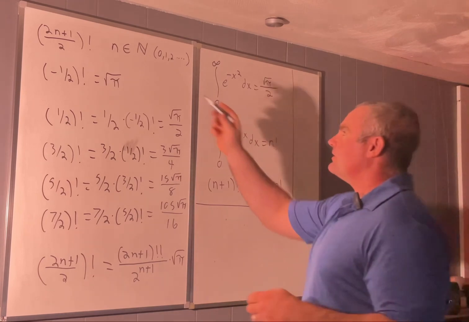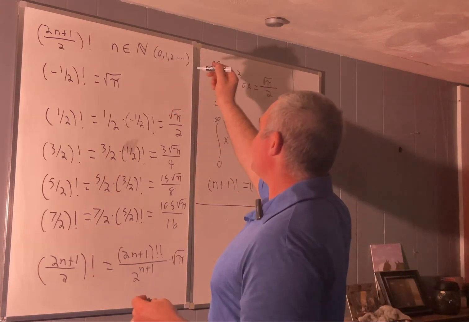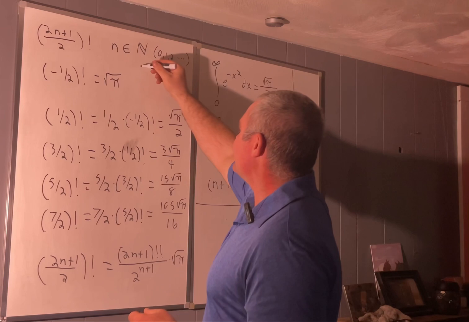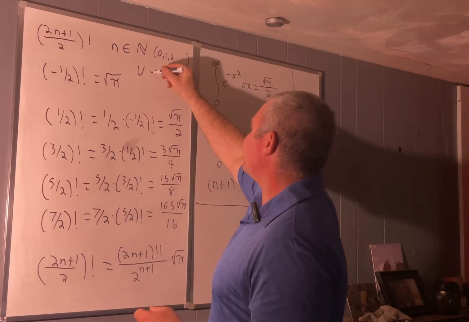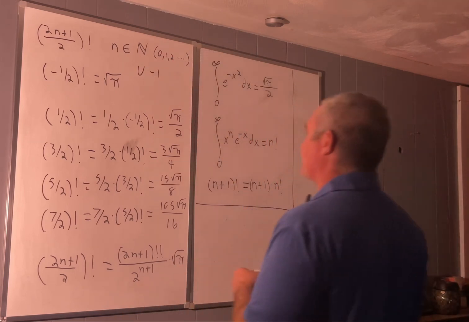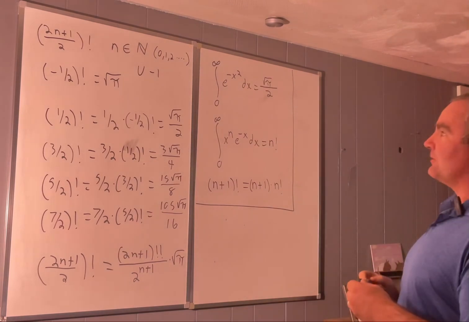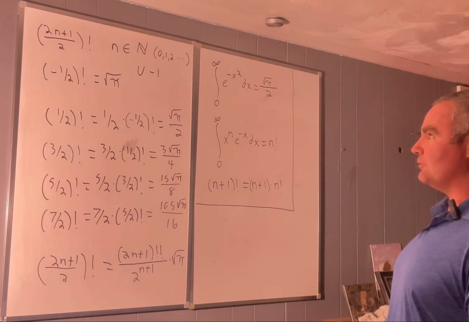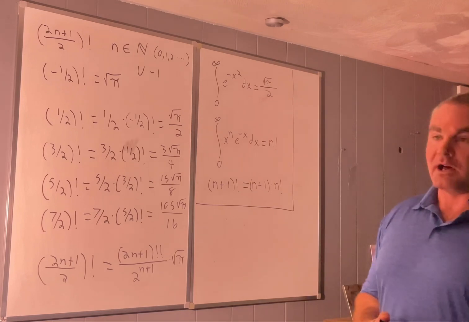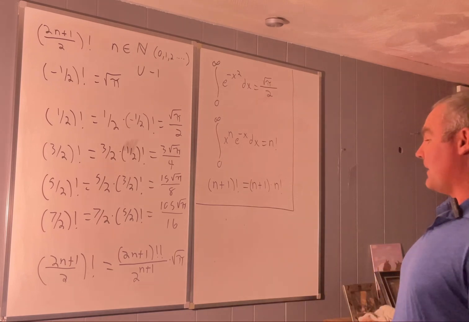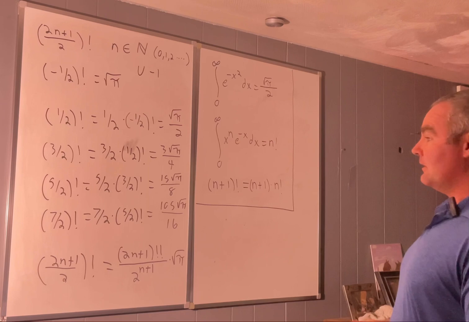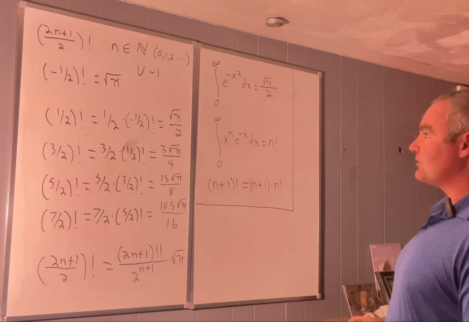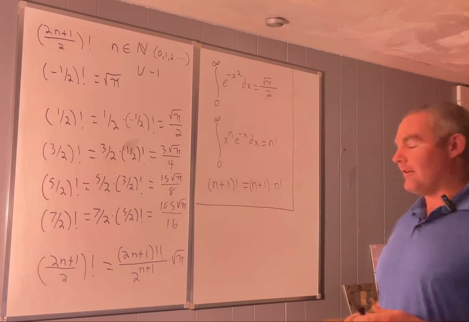I actually should say where n exists in the natural numbers and then union -1. So it's the natural numbers and also -1. The pattern falls apart if you try to let n equal -2. But I might do a video in the future on kind of the negative half factorials.